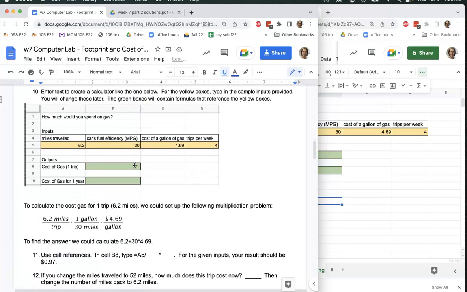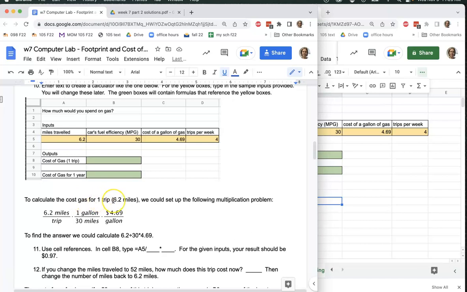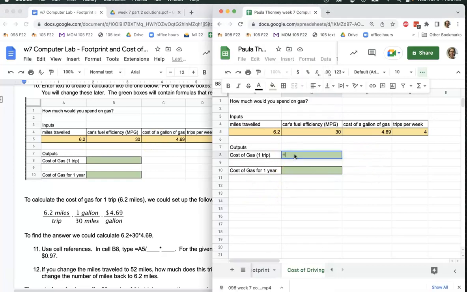So the green boxes need to have formulas. Recall that to calculate the cost of gas for one trip, 6.2 miles per trip, 30 miles per gallon, and then $4.69 a gallon if that's your current cost of gas. So we want to do 6.2 divided by 30 times $4.69, but really we want to do A5 divided by B5 times C5. Equals A5 divided by B5 times C5. Enter. And this is money, so I'm going to click on that cell and then tell it to format as currency. So the cost of gas for this little trip, that happens to be my commute to work. The cost of gas to commute to work for one day is 97 cents or $1.